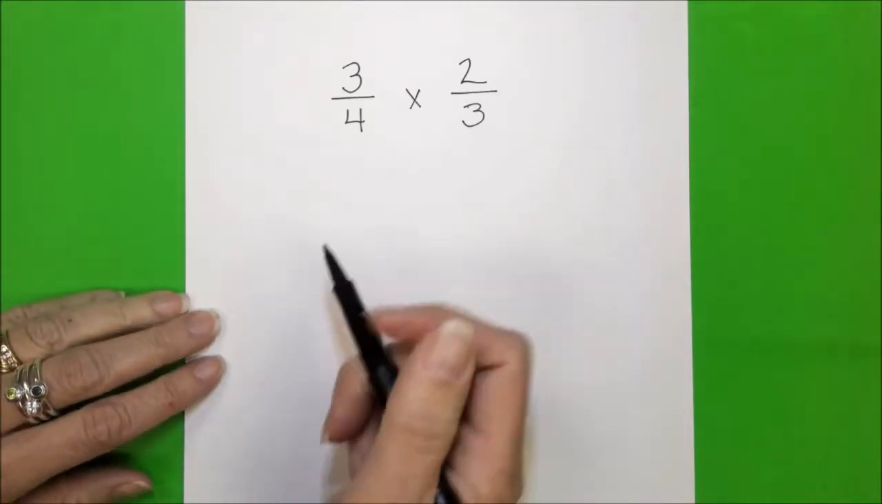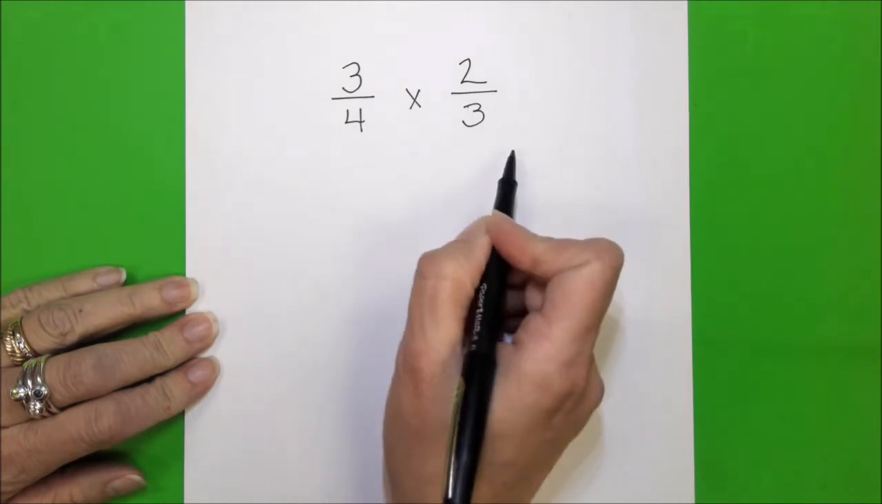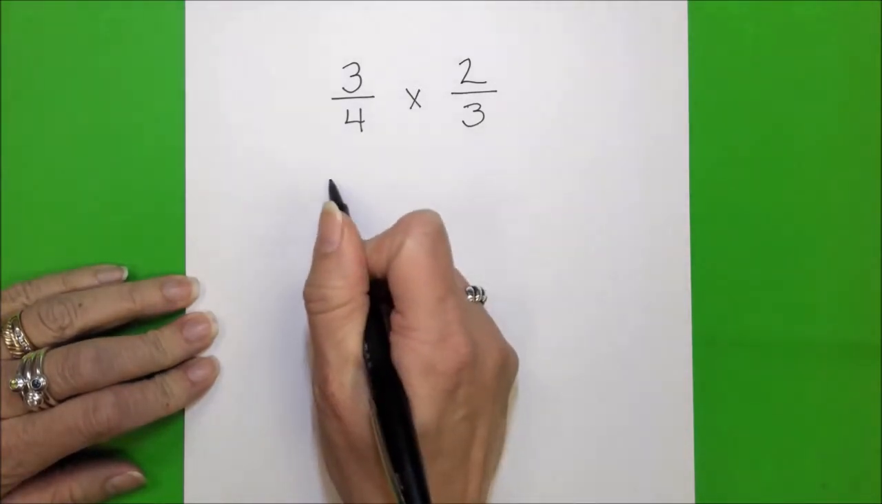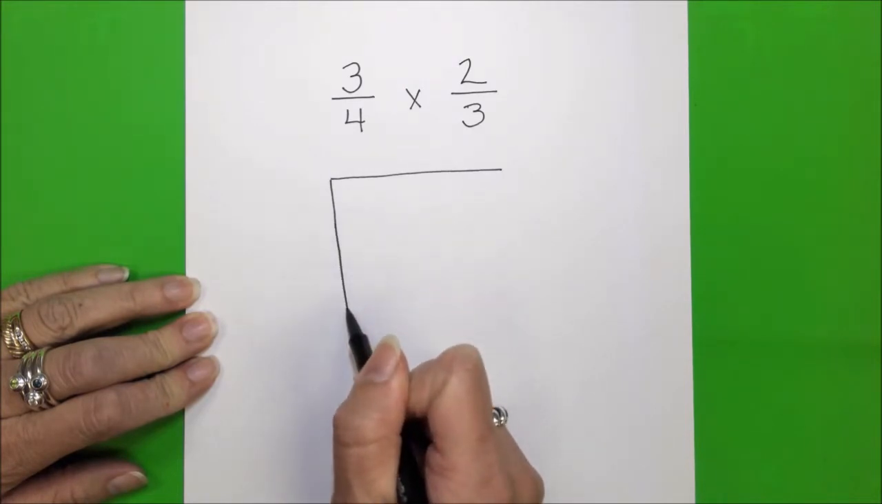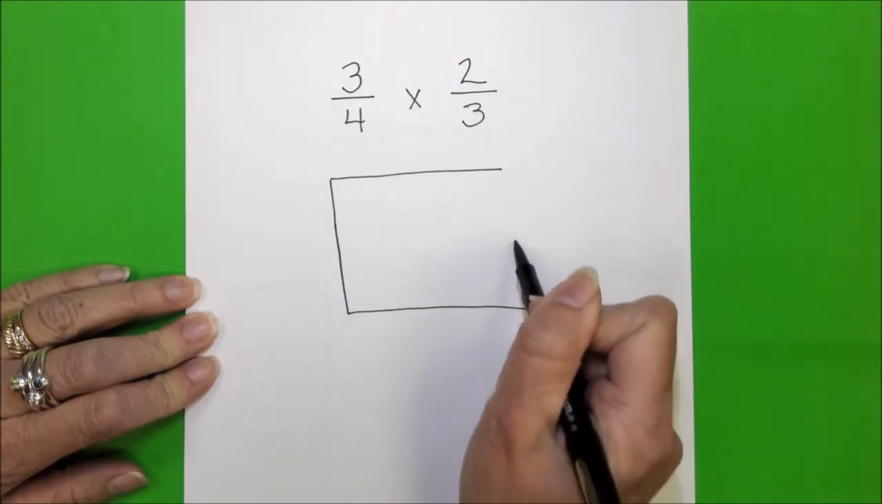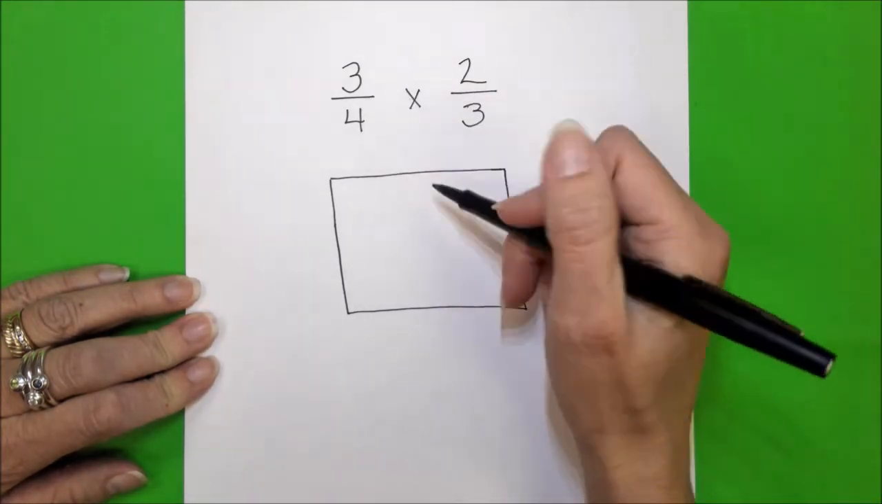Let's review multiplying 3/4 times 2/3, a proper fraction times a proper fraction. In 5th grade, you would have started with a model. So I'm drawing a rectangular model. And then you can start with either fraction. I'm going to start with 3/4.